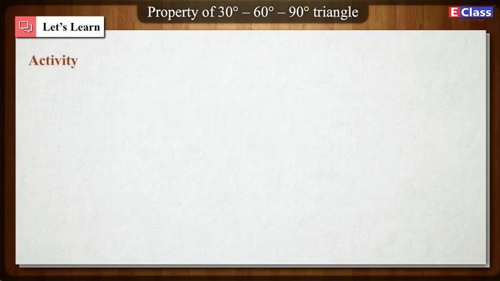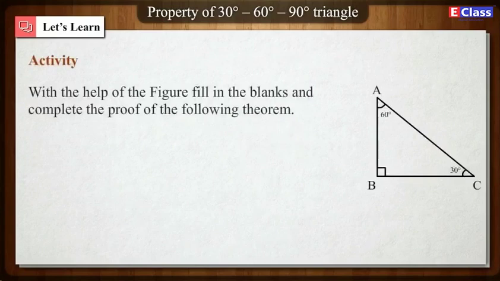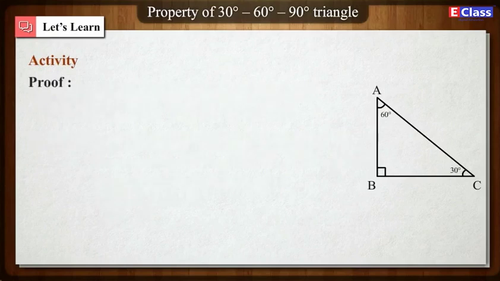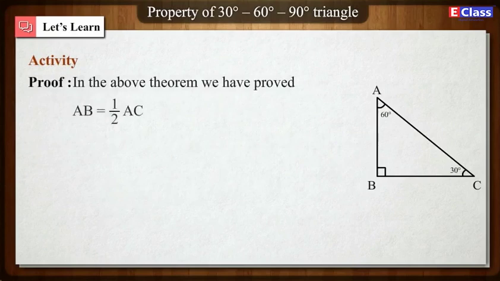Activity. With the help of the figure, fill in the blanks and complete the proof of the following theorem. Theorem. If the acute angles of a right-angled triangle have measures 30 degrees and 60 degrees, then the length of the side opposite to 60 degrees angle is root 3 upon 2 multiplied by hypotenuse. Proof. In the above theorem, we have proved AB is equal to half of AC.